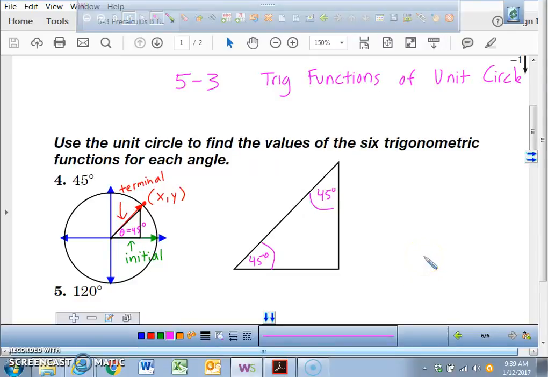All right, we're continuing our section, Chapter 5, Section 3, dealing with trig functions of the unit circle. Right now, problem number 4, you will not see this circle on your page. I've drawn a circle. I've made a 45-degree angle, which clearly places us in the first quadrant. The cool thing about the first quadrant, everything's positive.